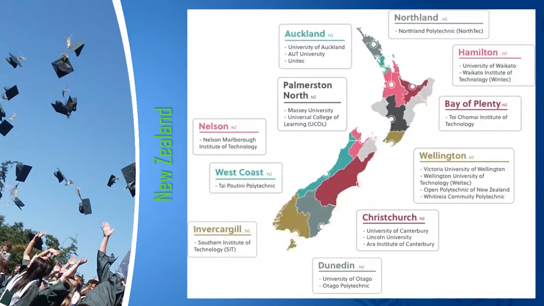This is just a map to show you the institutions: Northland, Hamilton, Bay of Plenty, Wellington, Christchurch, Invercargill. These are popular places where students go, and where these universities and institutions are located. Auckland, University of Auckland, Auckland University of Technology, Massey University, University of Otago, University of Waikato. These are very popular universities with the Indian population.